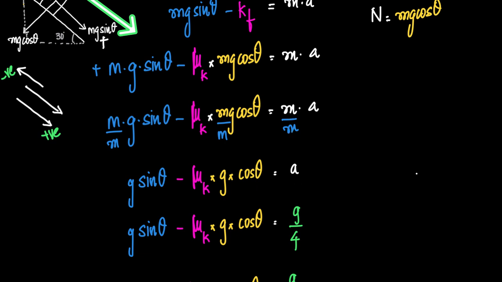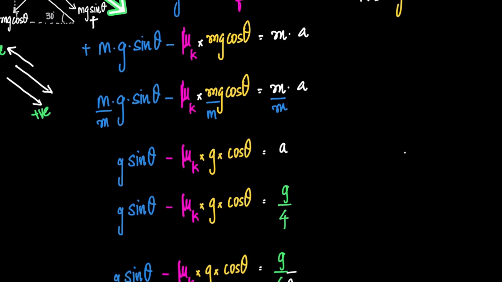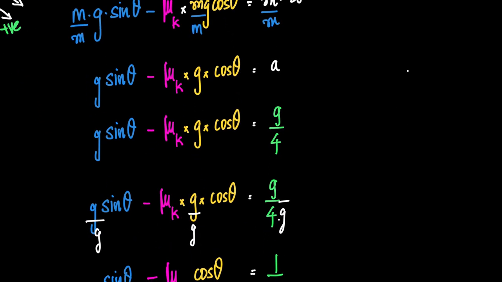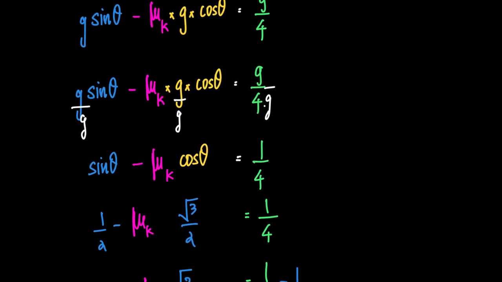Now what is acceleration? It is given in the question that acceleration is equal to g by 4. So now we have g in all three terms. So we'll divide this entire equation by g. g by g is 1. So we have sin theta, minus mu k cos theta, since g by g is 1, is equal to 1 by 4.